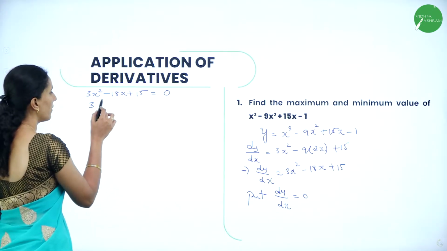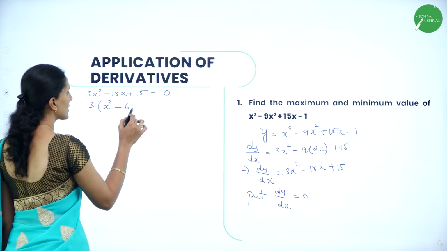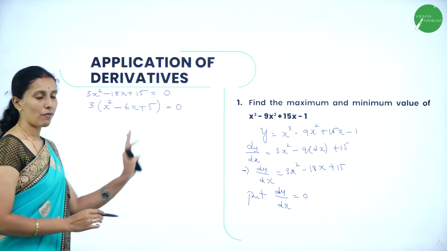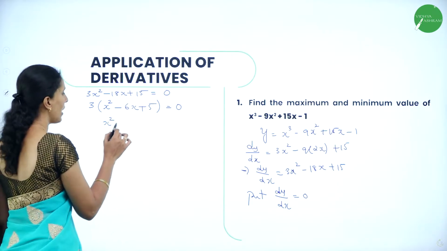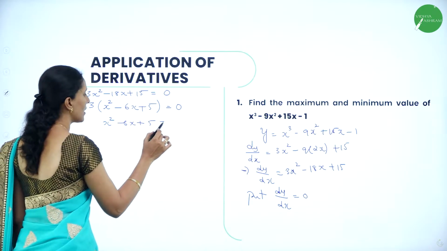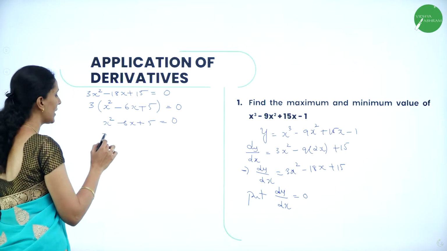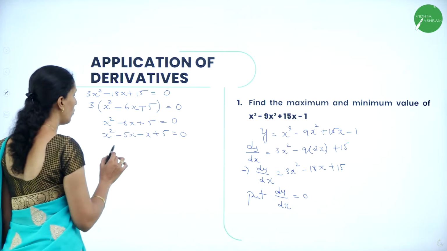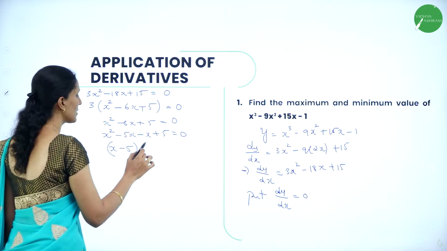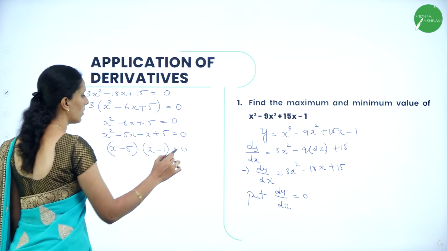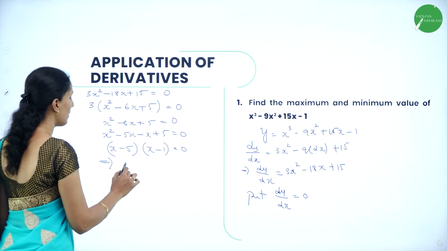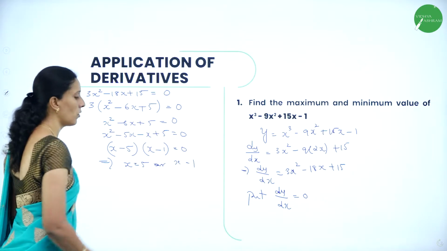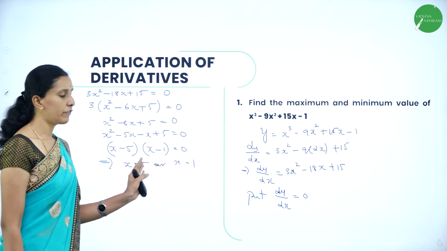Now take 3 as a common factor, we get x square minus 6x plus 5 is equal to 0. Since 3 cannot be equal to 0, I can equate x square minus 6x plus 5 is equal to 0. Solving this, we get x square minus 5x minus x plus 5 is equal to 0. We get the factors as x minus 5, x minus 1 is equal to 0. So this implies x is equal to 5 or x is equal to 1. Now we got two different points here.